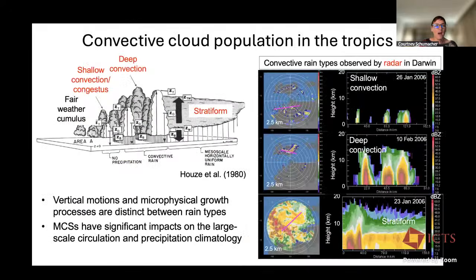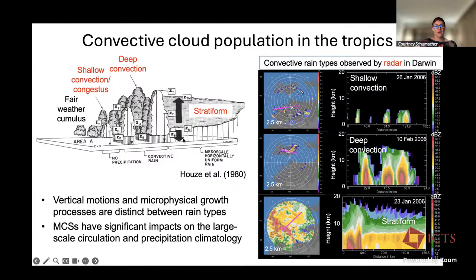So I don't have a proper conclusion slide. I just thought I'd throw this up. I normally show the schematic all the time because this is, again, an old schematic from Bob Houze, but I really love it. That shows you have your shallow non-precipitating convection. This is your fair weather cumulus. Then you have your deeper congestus that's raining. Then you have your very deep convection that's raining even harder and has stronger vertical motions and microphysical processes. And then you have your big stratiform anvil region with the mesoscale updraft and downdraft.